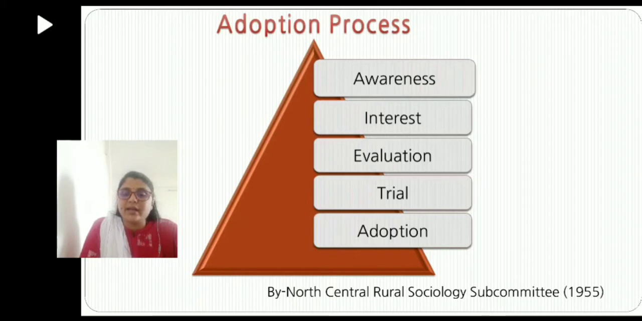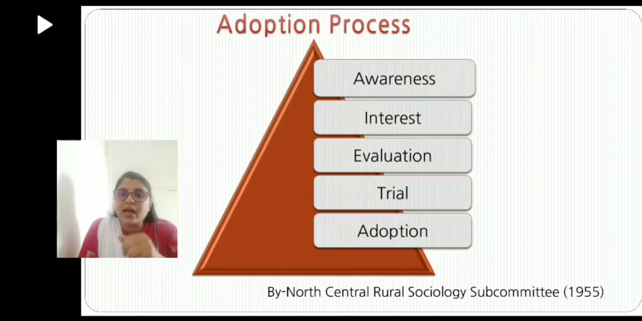Then interest. Once they get awareness about a particular innovation practice, SRI, the System of Rice Intensification, they know the short form, but here they create interest. What is actually this SRI? They want to know more information about it: the full form, how it works, what the things involved are. So they get more information and create interest in that innovation. This is about interest. Evaluation: after knowing the advantages and disadvantages of SRI, they evaluate it against their traditional practices, meaning the difference between the traditional rice system and the SRI system. So they compare the two.